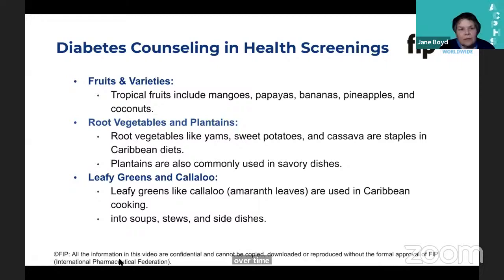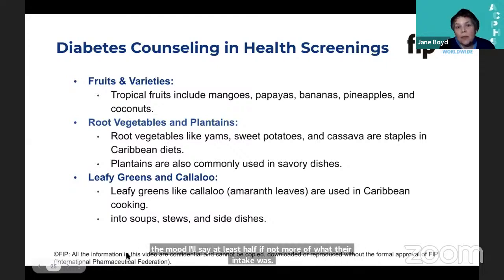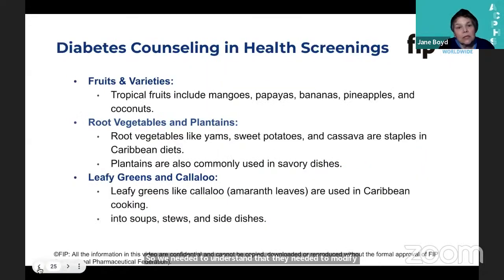Yes. What we did was we learned that we needed to make sure that they knew portion controls, because the root vegetables, which are plentiful there, were their starchy vegetables. And when we first realized, if you look at the plate, that was probably at least half, if not more, of what their intake was. So we needed to understand that they needed to modify, reduce that amount, maybe add additional protein, which would be the fish. And then if they could get the leafy greens in there, they would.